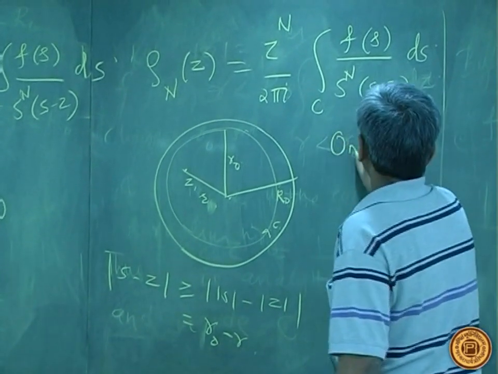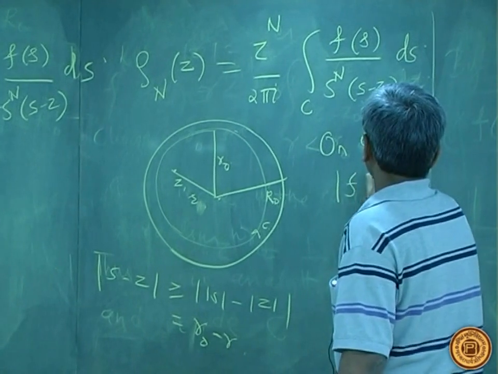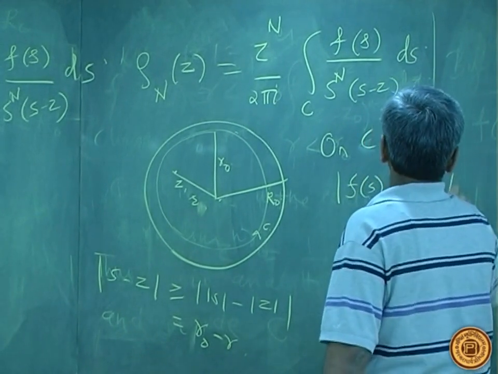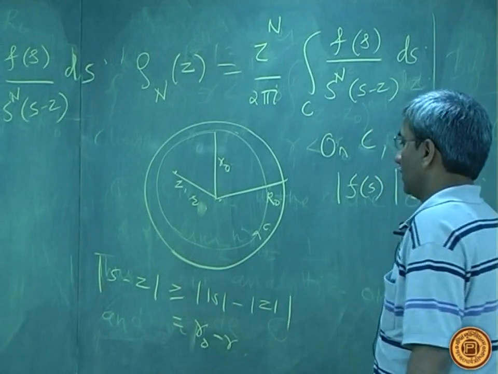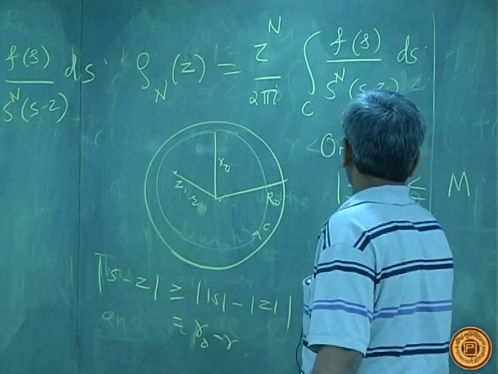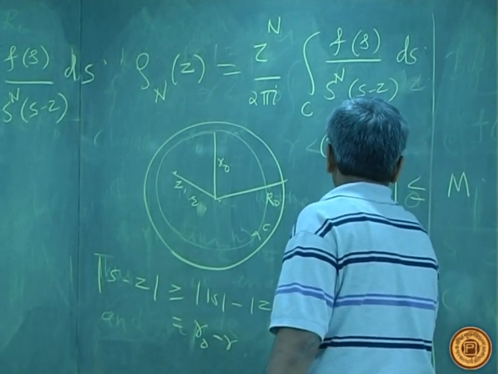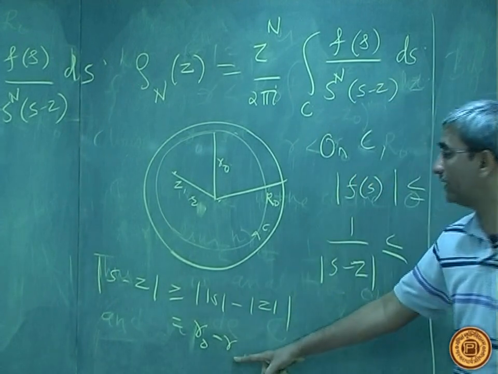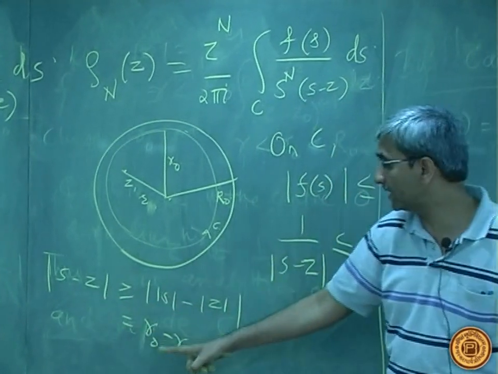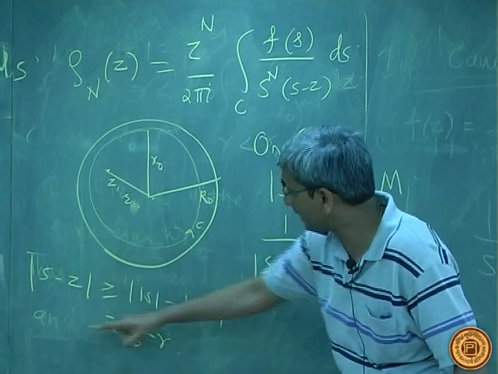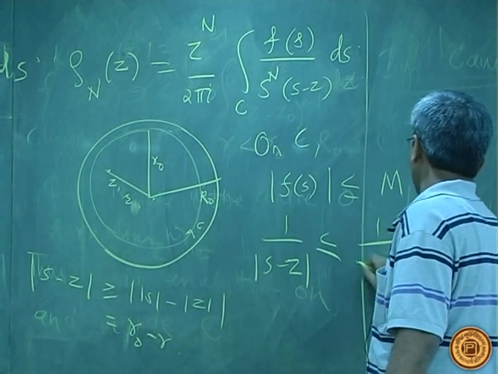So on C, mod f(s) is less than or equal to some M, then 1 over mod s minus z we have just now estimated, because this mod s minus z is bigger than or equal to this, therefore 1 over that will be less than or equal to 1 over R naught minus R.